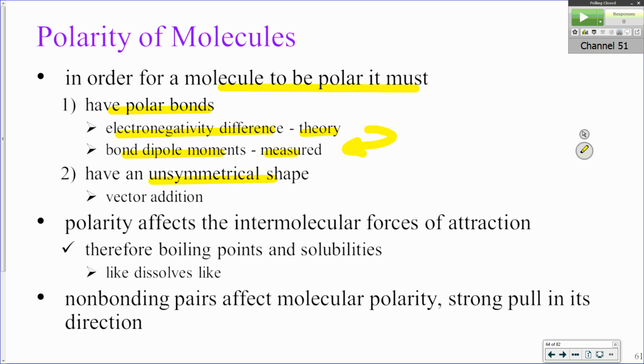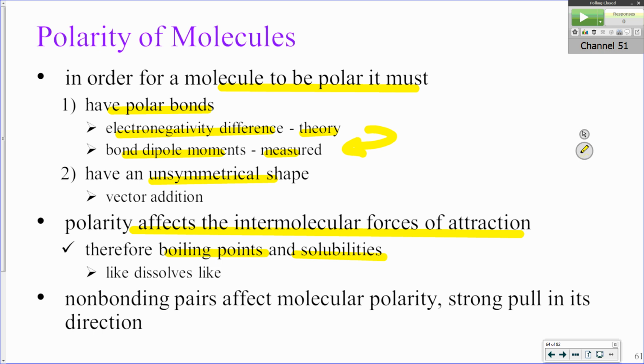The polarity of a molecule influences its intermolecular attractions. Things like the boiling point and solubility come into play. It is critically important to influence things like bonding between amino acids, bonding between base pairs in DNA.